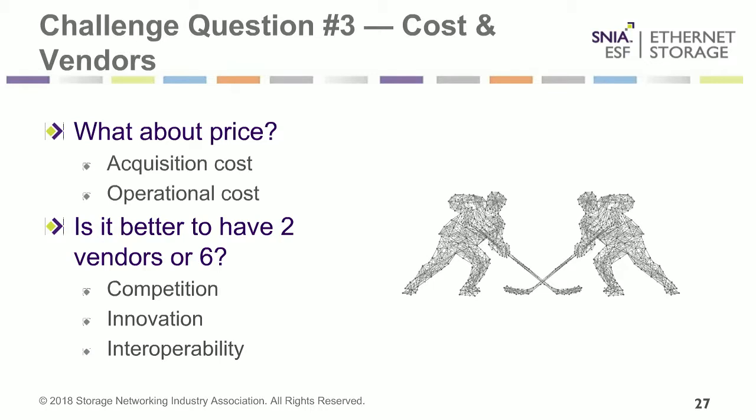Anyway, question 3, and this is actually one dear to my heart as well. It's all about cost and price are not the same thing, but effectively, how much does it cost you to buy this stuff, and vendors in terms of the competition, the innovation, and interoperability. Fred, from a Fibre Channel perspective, what's been happening over the years in terms of cost, and where are we in terms of Fibre Channel vendors?